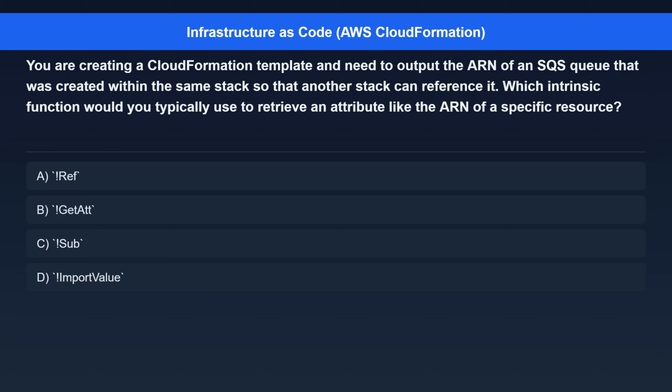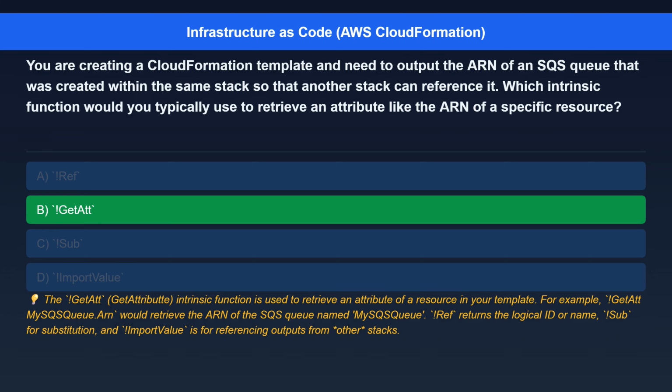Question 3. You're creating a CloudFormation template and need to output the ARN of an SQS queue that was created within the same stack so that another stack can reference it. Which intrinsic function would you typically use to retrieve an attribute like the ARN of a specific resource? Option A. `Ref`. Option B. `Fn::GetAtt`. Option C. `Sub`. Option D. `ImportValue`.